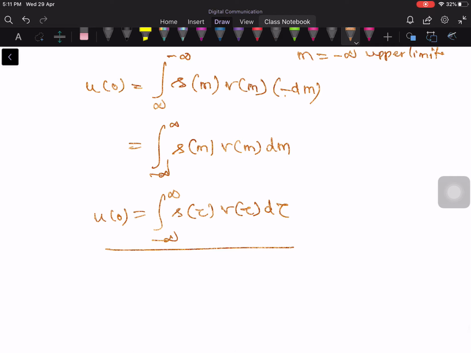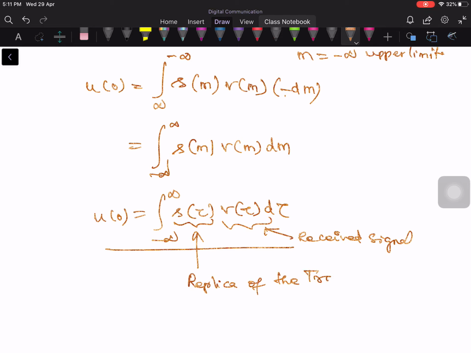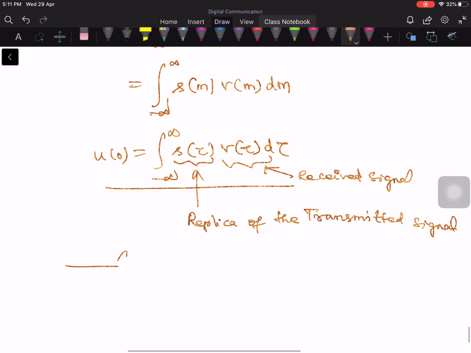Now what type of quantity is this? This is something called correlation between the received signal and the replica of the transmitted signal. See, this v of tau is the received signal, and this is the replica of the transmitted signal. Why is it called replica of the transmitted signal? Transmitted signal, because you have pulse A times s of t. So this is your transmitted signal.